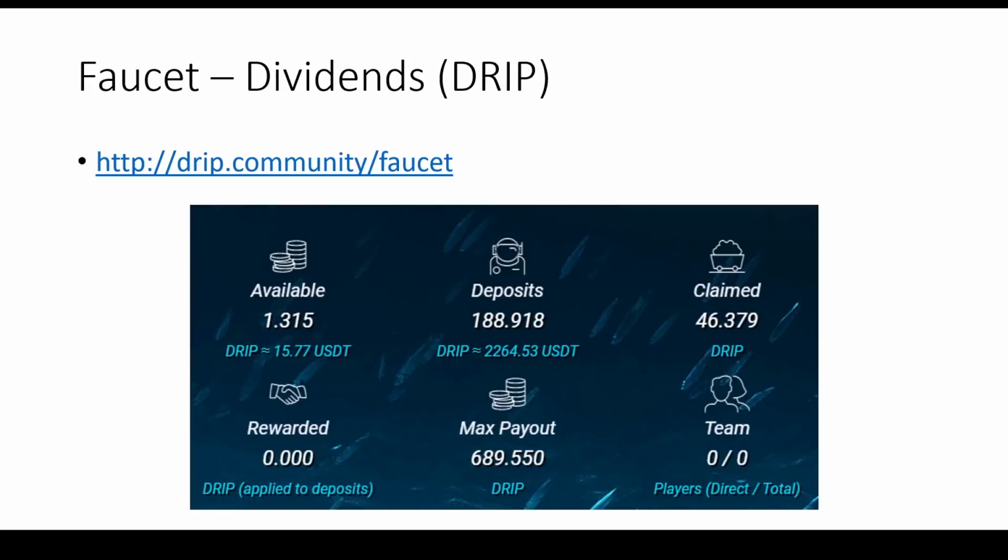Dividends. Okay, what is the point of Drip? Well, the point is you can deposit these Drip tokens into the Faucet smart contract. You can see the deposits for one of my accounts here. Again, we're using drip.community/Faucet. Once you deposit your Drip tokens, remember you're going to pay a 10% tax. That number is going to show up here. The after tax number is going to show up right here under deposits.